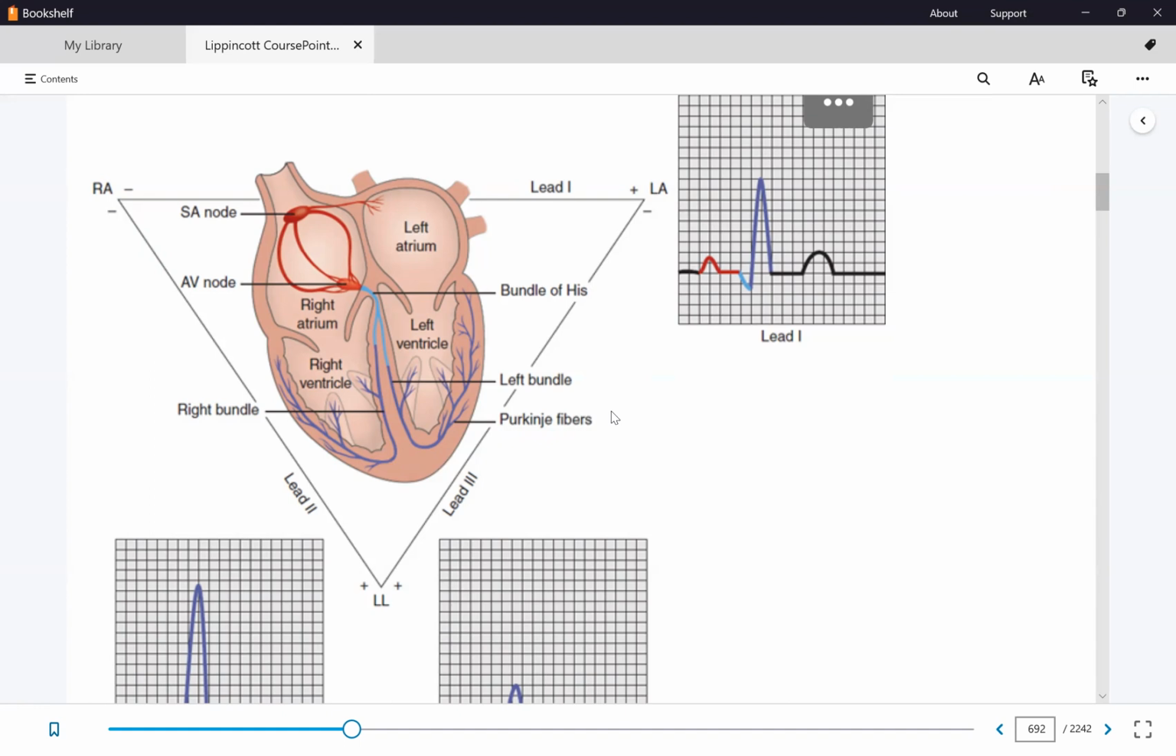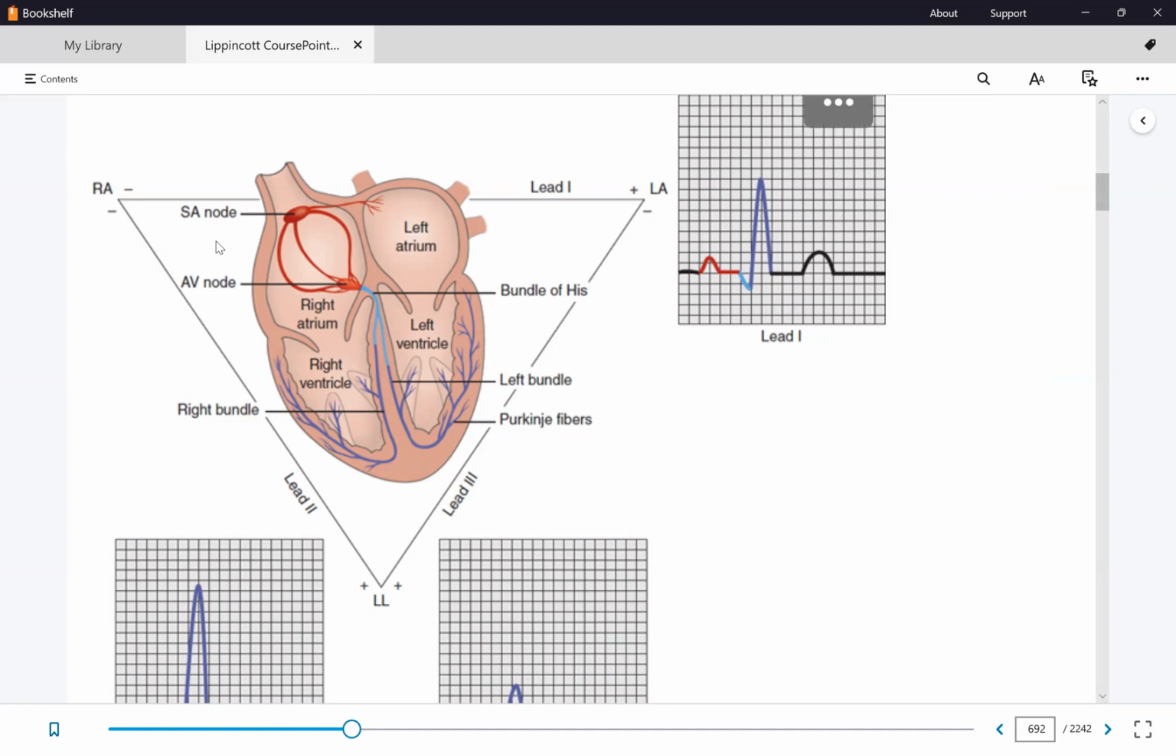So that's why most, not all, but most of the leads you'll see in your textbook are taken from lead 2. Why? Because lead 2 is, if you look at it, the electrical impulse really travels from your right shoulder toward your left foot, correct? So since lead 2 is parallel to that, it's the best representation of the electrical impulse.